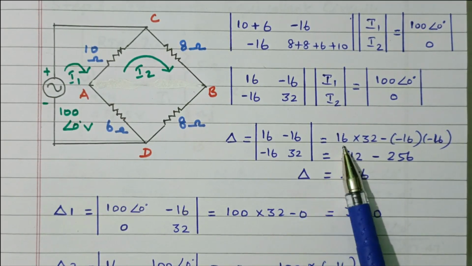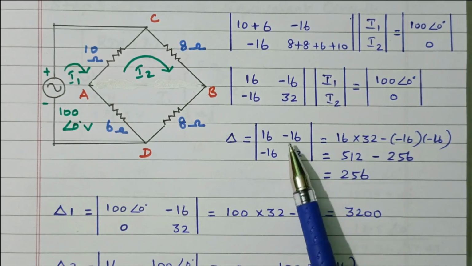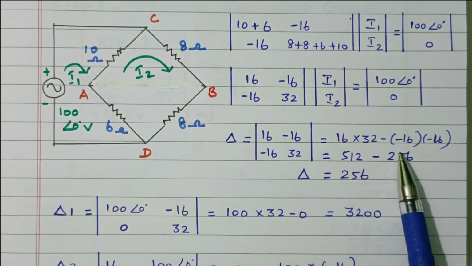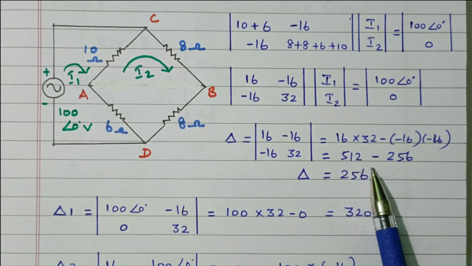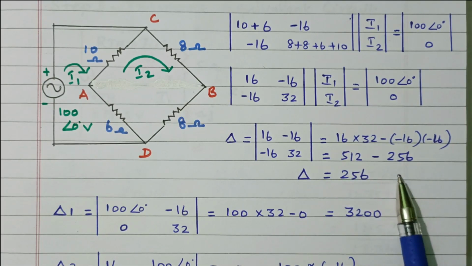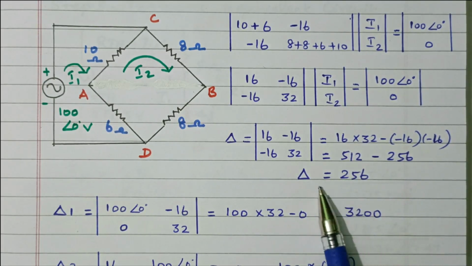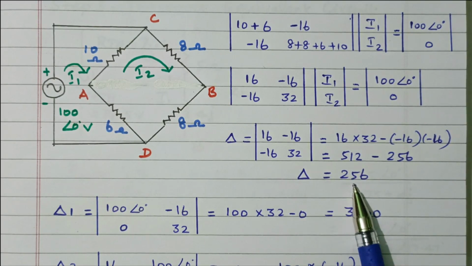16 into 32 minus of minus 16 into minus 16. So already a minus is available, so finally we will get minus only. 16 into 32, 512, minus 16 into 16, 256. So finally the delta value is 256.